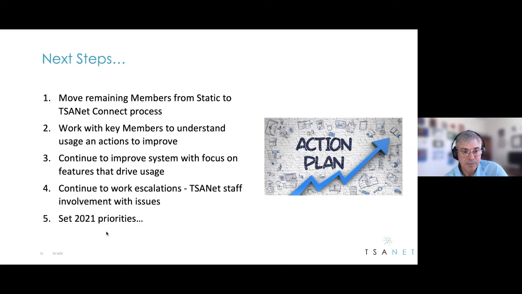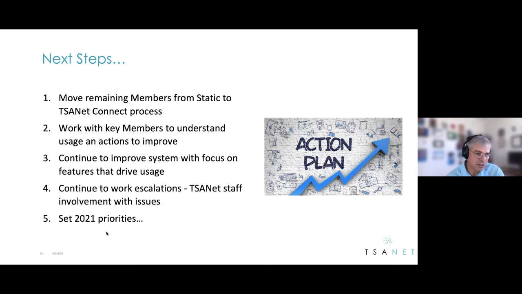So looking at next steps here, I think the priorities are pretty clear. The first one is to get everyone off of these static documents in the TSANet Connect process. That's all on us, TSANet. Certainly we need the help of the other members, but we'll try to be relentless in working with them to make sure they get over, because we hear from a lot of members that until everyone's on it, it becomes a difficult thing to push really hard. So we want to make sure that that's the case.